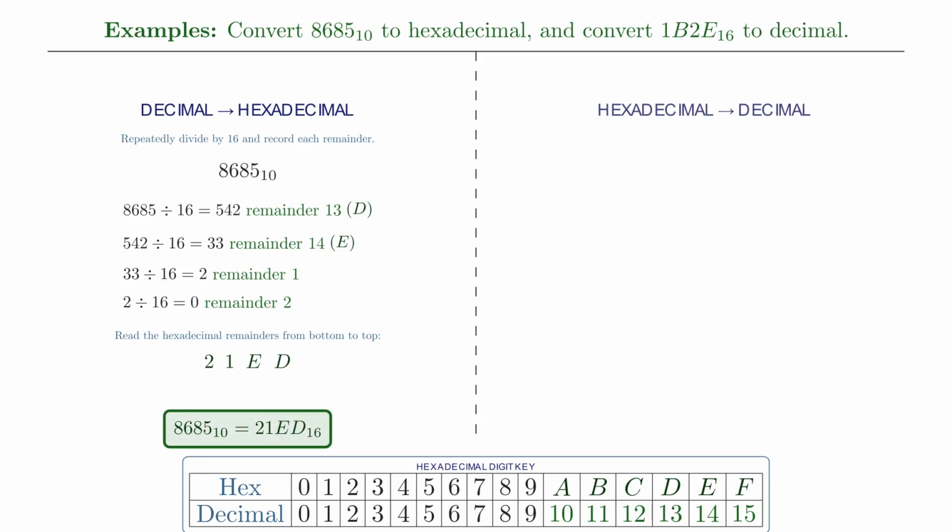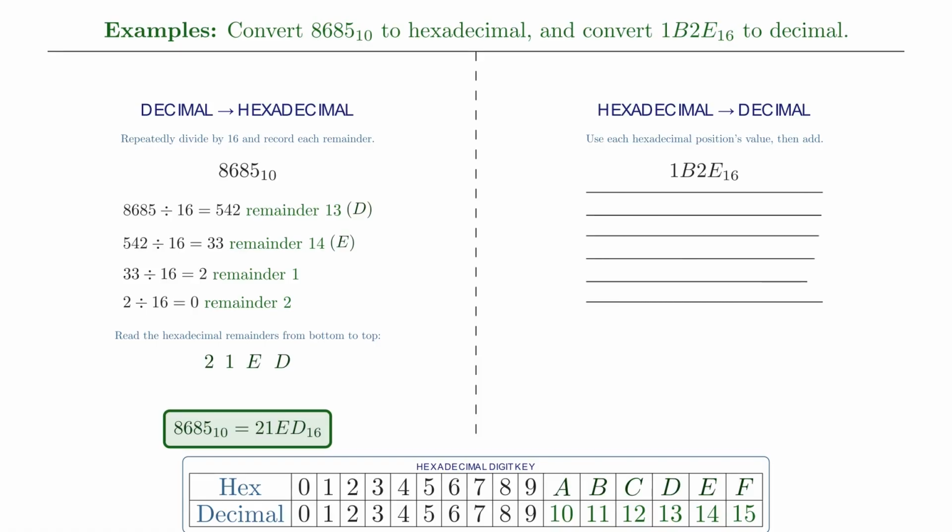Now converting hexadecimal to decimal. To convert from hexadecimal to decimal, evaluate each position's place value and add them together. We start with 1B2E base 16 and set up the positional place value table.